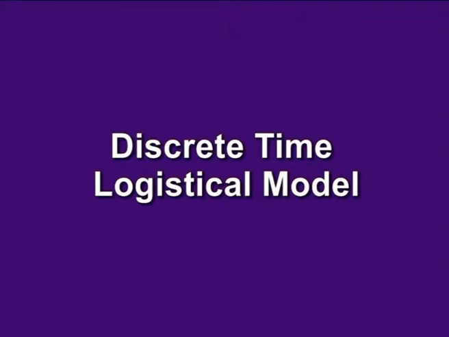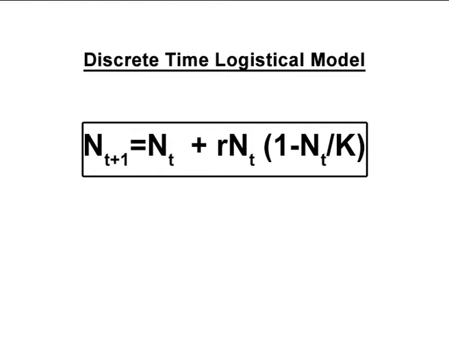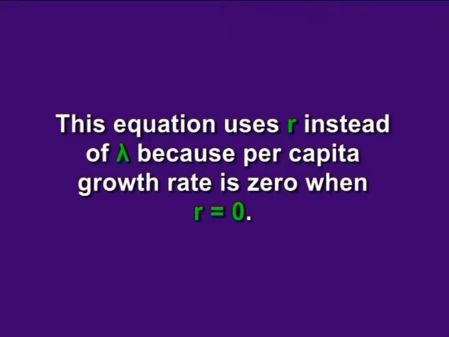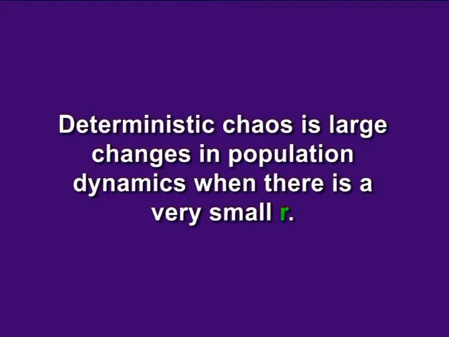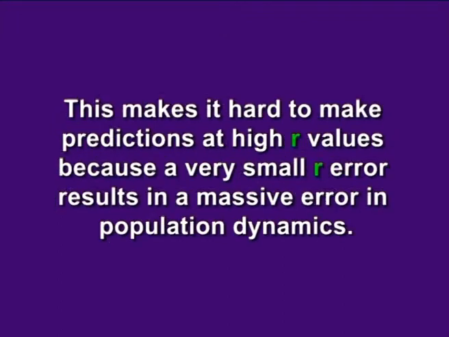Next, discrete time logistic model. Nt+1 equals Nt plus r times Nt multiplied by (1 minus Nt divided by K). This equation uses r instead of lambda because per capita growth rate is 0 when r equals 0. As r gets very high, there are oscillations and deterministic chaos. Deterministic chaos is large changes in population dynamics when there is a very small change in r. This makes it hard to make predictions at high r values because a very small r error results in a massive error in population dynamics.